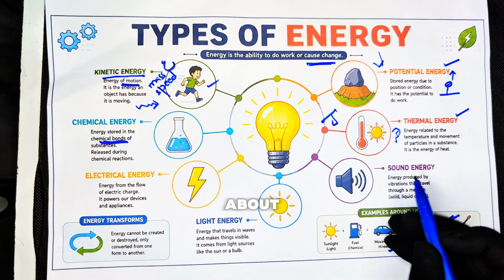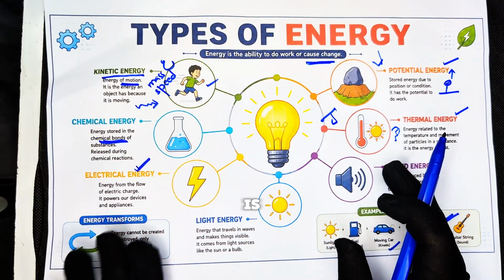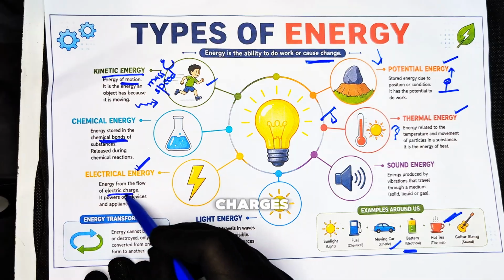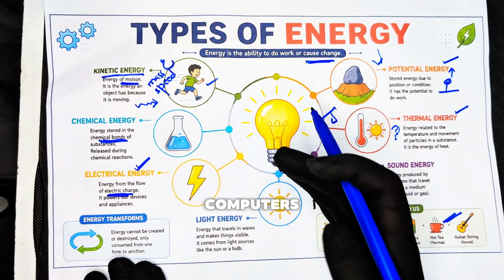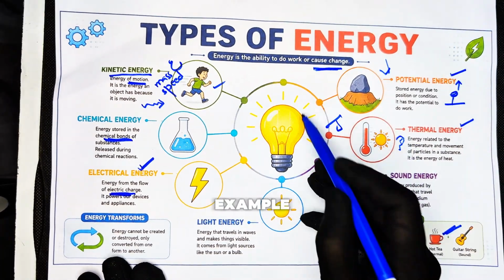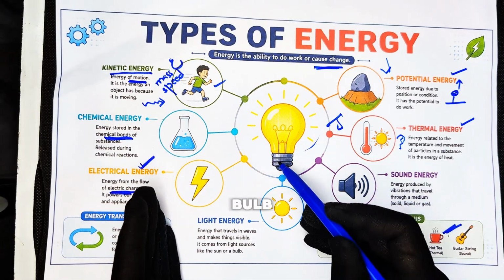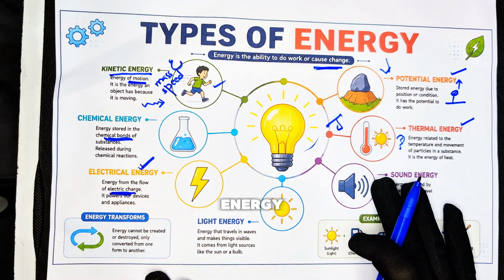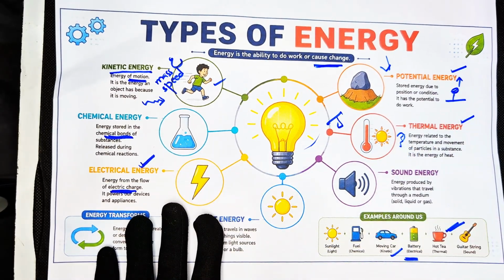Now let's talk about the energy we depend on almost every minute. That is electrical energy. Electrical energy is associated with electric charges. It powers our lights, fans, computers, televisions, and phones. Lightning is a dramatic example of electrical energy in nature. And when you connect a bulb to an electrical source, electrical energy can be converted into light energy and thermal energy. We'll come back to this idea of energy conversion in a moment.